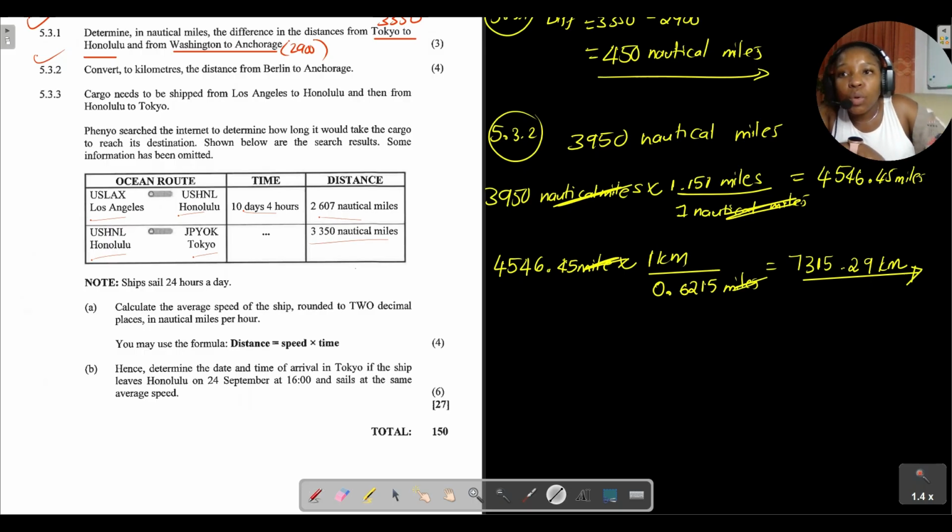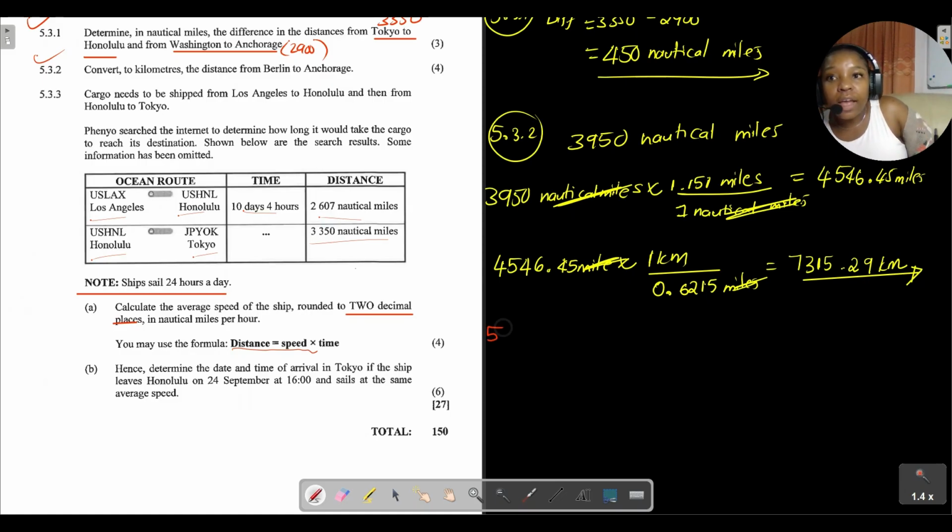We are also told to note that a ship sails 24 hours a day. Now we need to calculate the average speed of this ship, rounded to 2 decimal places. In this case, they are telling us exactly how to round off. And they're asking us to calculate this average speed in nautical miles per hour. How do we calculate average speed? They've given us this formula, but how can we manipulate this formula to give us what we want?